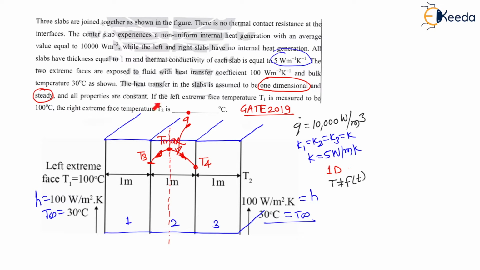If the left extreme face temperature T1 is measured to be 100 degrees Celsius, now here the left extreme face temperature is 100 degrees Celsius, the right extreme face temperature T2 in degrees Celsius is, then what will be the value of T2?